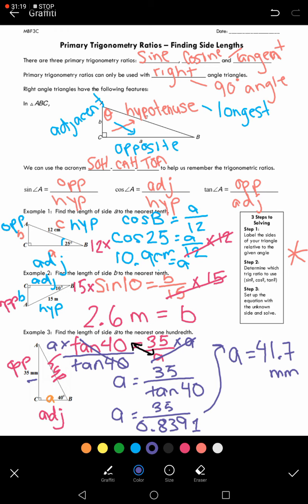Obviously the first two examples here are a little bit easier, but it's important to know how to do that trickier one as well. Okay, so this is the end of this lesson.